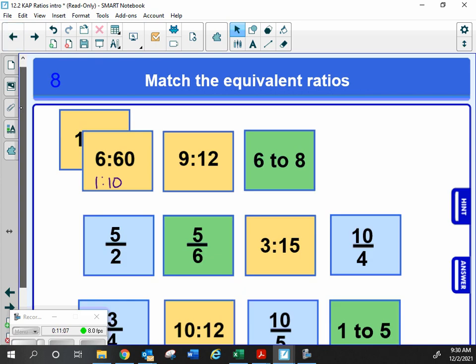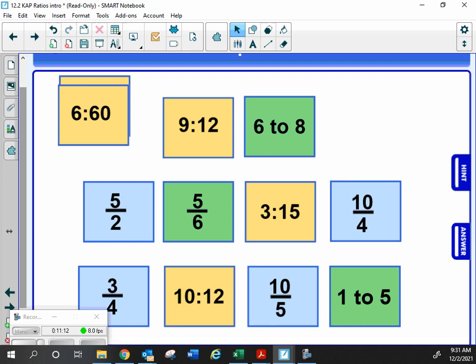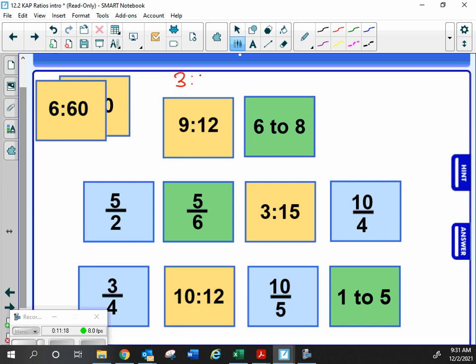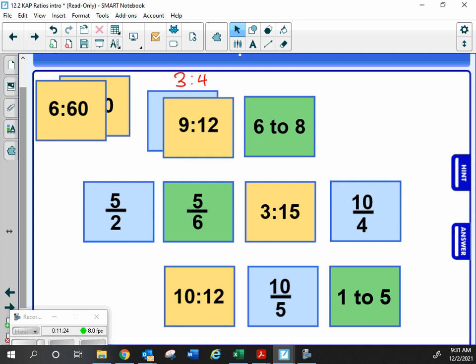Yes, Saki. So you can simplify 9 to 12. Okay, 9 to 12, we can divide them both by 3. So 9 divided by 3 would give me 3 to 4. Do you have 3 to 4? Okay, those go together. What else? Michaela, what do you see?